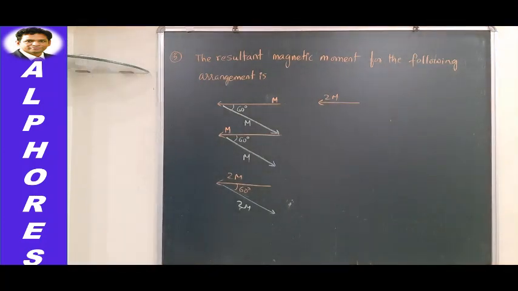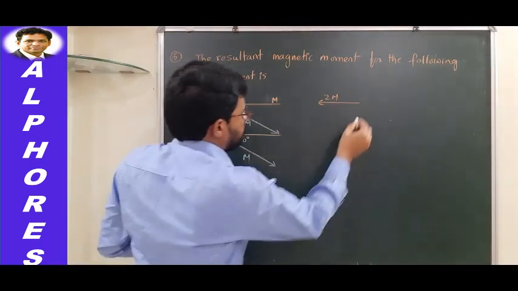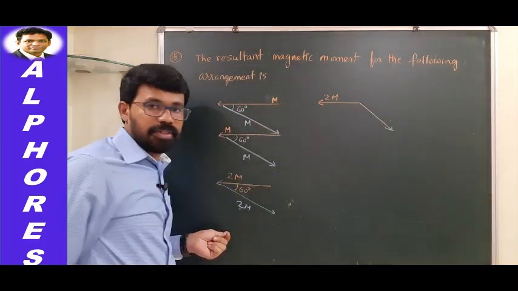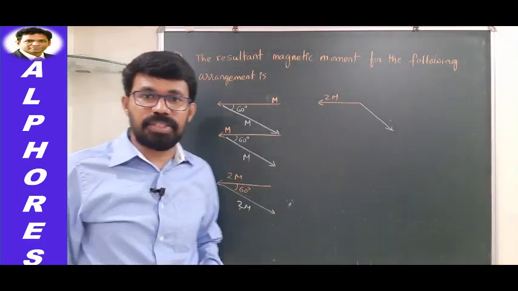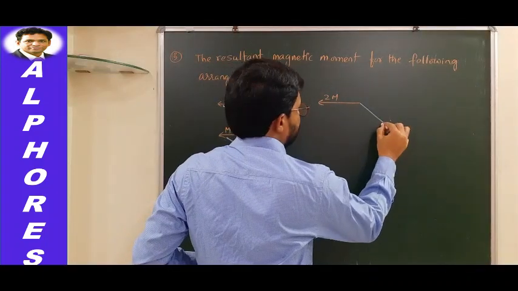This is 2m, and the other one is... I will shift this one up to here. Yeah, you can move the vector in one plane from one place to the other plane without changing its direction and magnitude. So this 2m is shifted here.